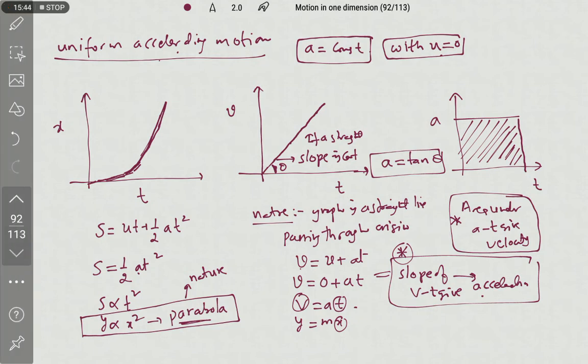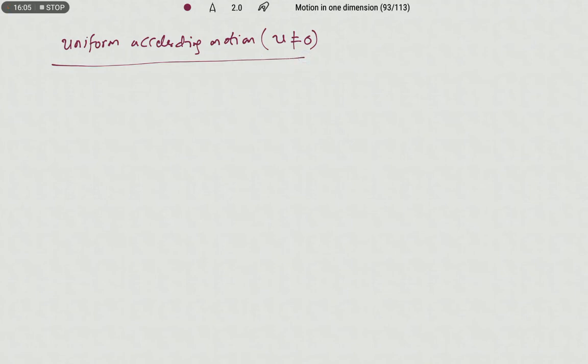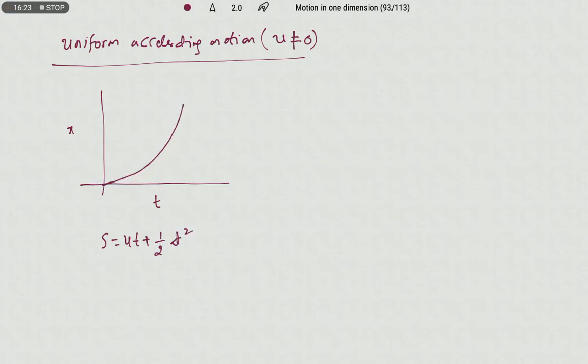Now let us take uniform accelerating motion with initial velocity not equal to 0. The graph will again be the x-t graph, s = ut + half at square. The graph will be like this, the same kind of curve, but here we are getting some addition of the value.